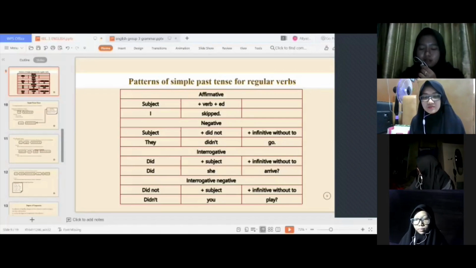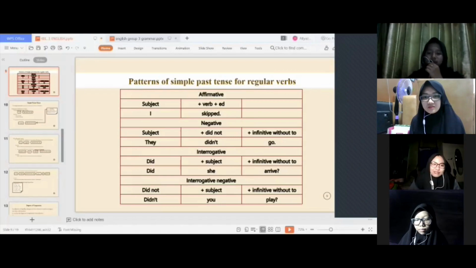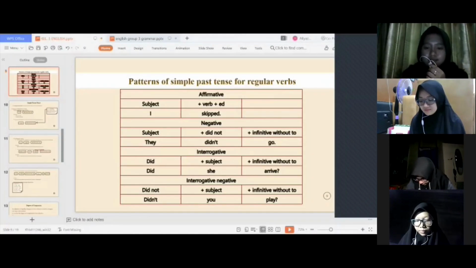Example interrogative sentence: did plus subject plus verb 1 plus adverb of time. Karena dia bertanya, jadi kalimat did-nya ditaruh di awal kalimat.